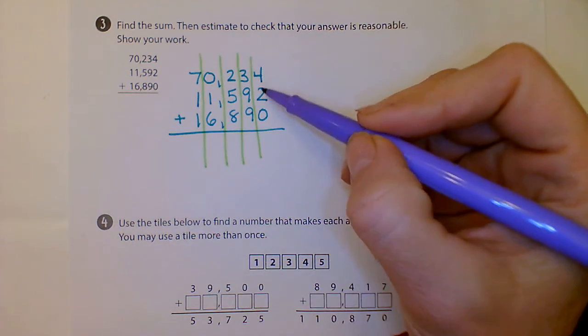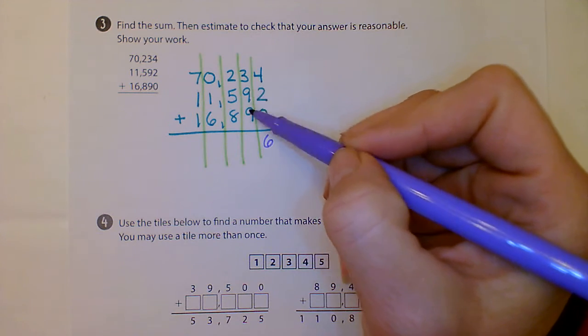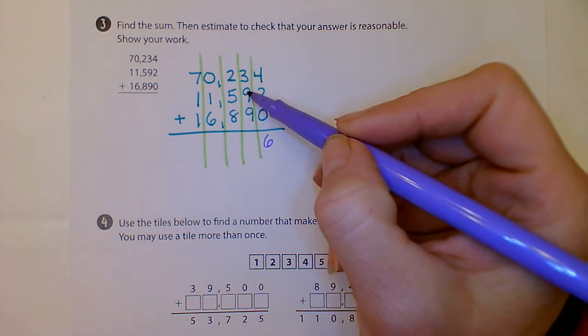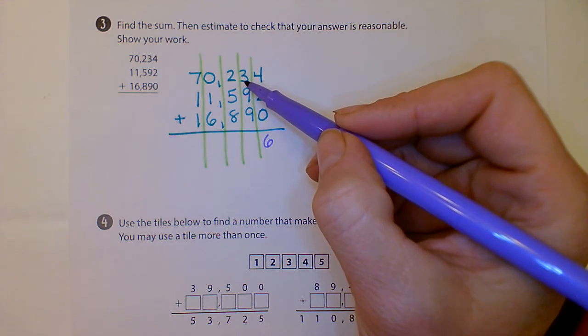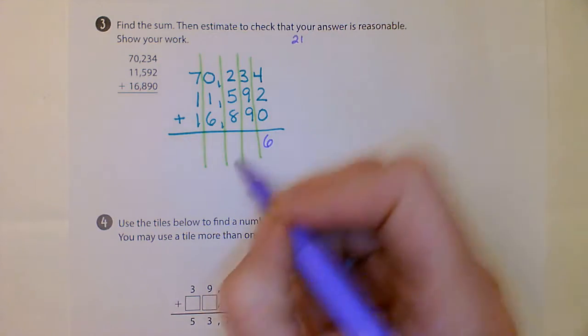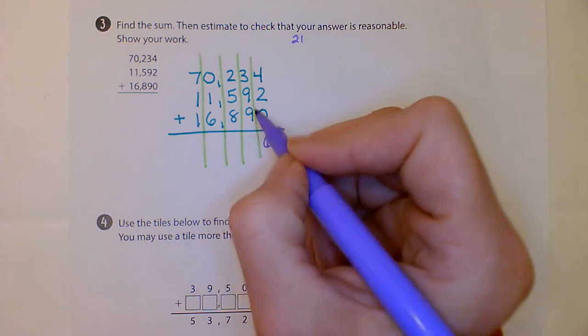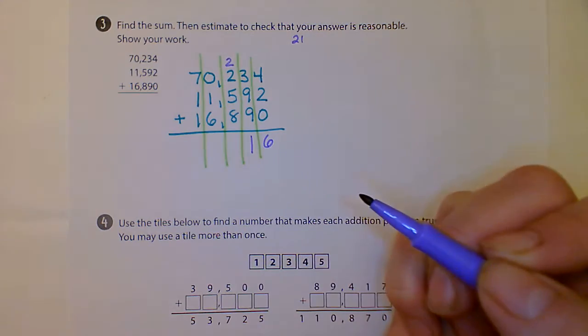So we have 4 plus 2, which is 6. Now, I have my doubles fact. I have 3 plus 9 plus 9. I know 9 and 9 is 18, plus 3 is 21. And again, I can't write 21 right here. I have to regroup that 2. So instead of writing 21 here, I'm going to put that 2 here and the 1 right there.